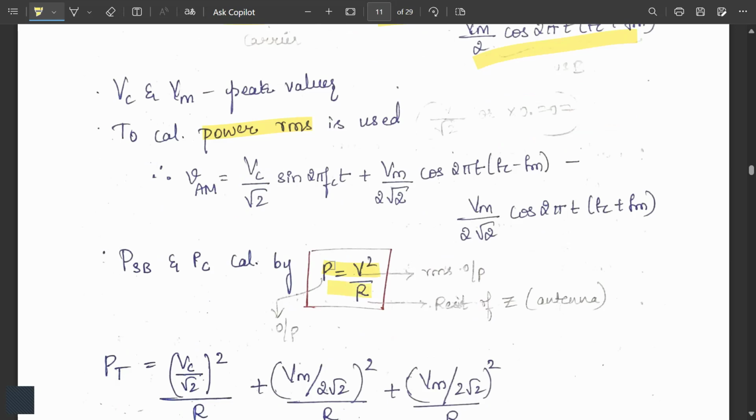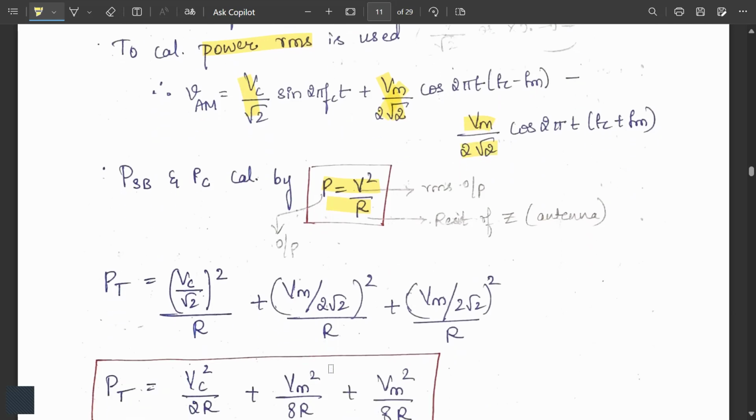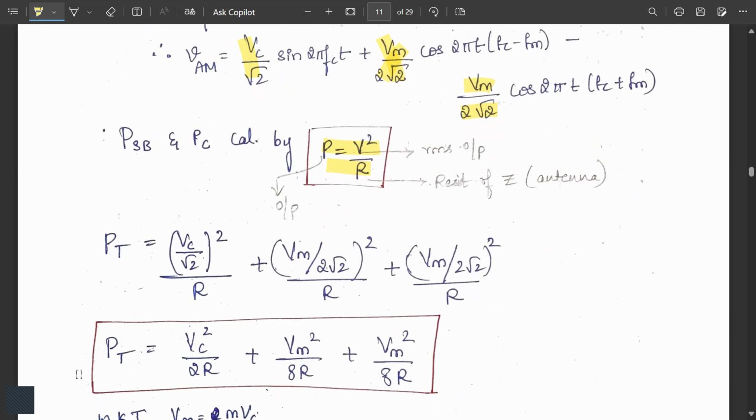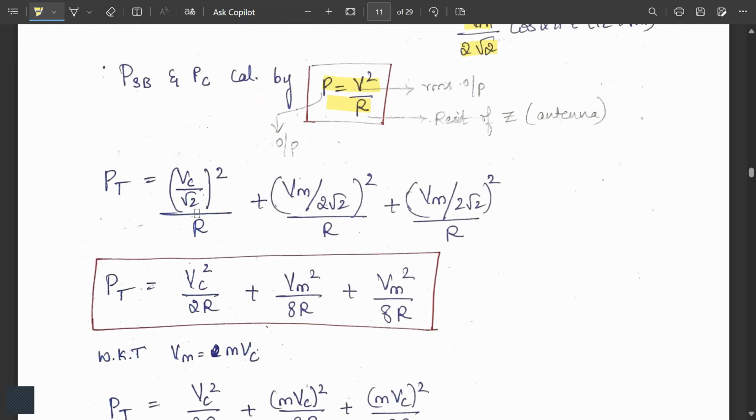Finally, we know by the power equation, P is equal to V square by R. Substitute it now. Total power is what? V square. What is V here? V here is VC by √2, and here it is VM by 2√2, and here it is VM by 2√2. That you are going to substitute here, and we will get the whole square divided by R. So on substituting, the square and the square root will get cancelled. So we get VC square by 2R plus VM square by 8R plus VM square by 8R.